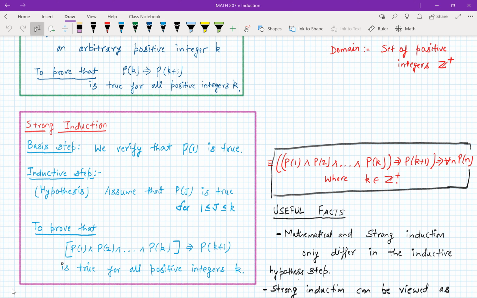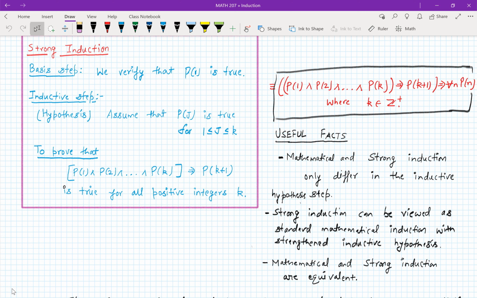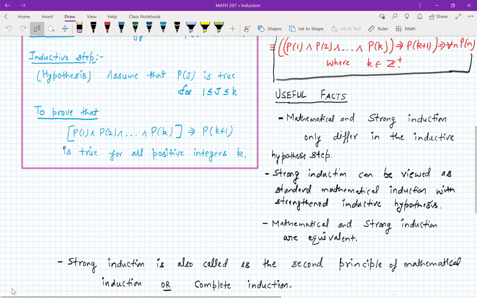If you look at these two structures, simple mathematical induction and the strong form of mathematical induction, there are some useful facts here. Mathematical induction and strong induction only differ in the inductive hypothesis step. Strong induction can be viewed as standard mathematical induction with a stronger inductive hypothesis. But since they reach the same conclusion, that the statement is true for every positive integer, the mathematical induction and the strong induction are both equivalent.